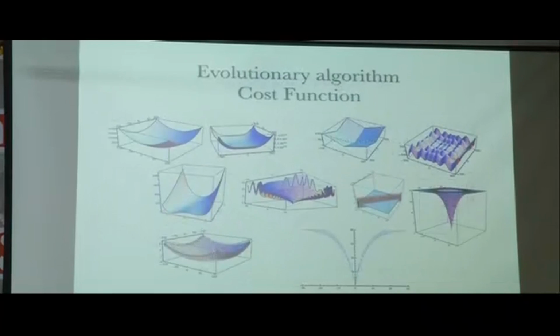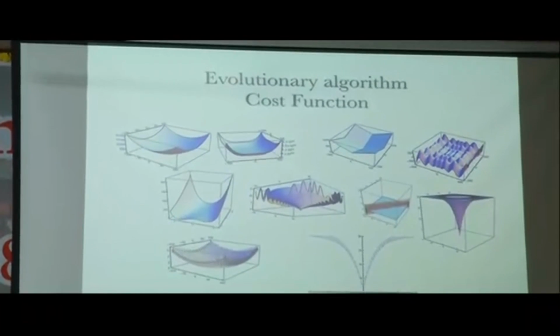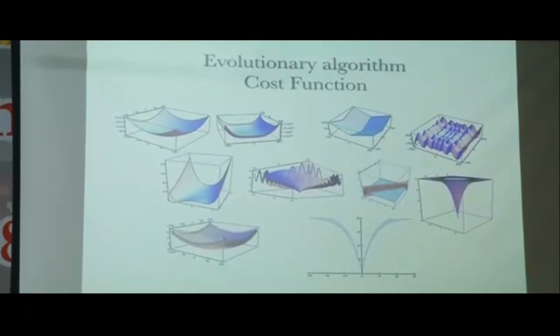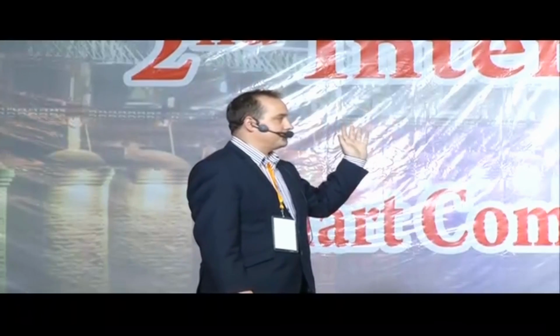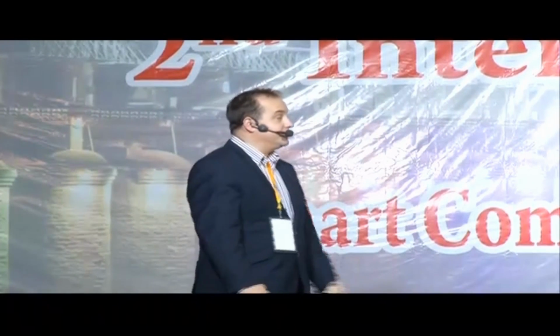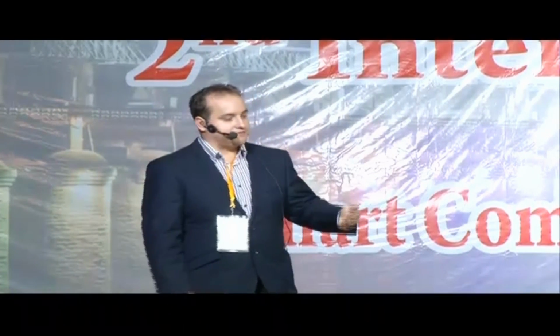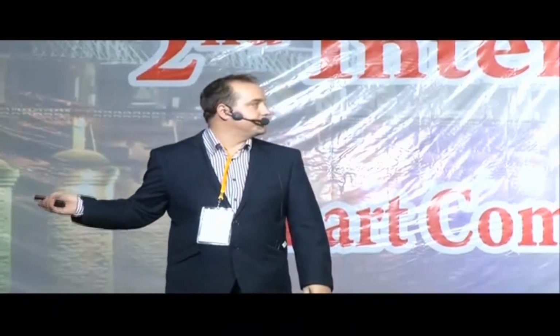So this is the evolutionary algorithms. And for example, these cost functions can look like this. Sometimes it can be very peaceful, like this left upper part, or sometimes it's very crazy, so we sometimes need a very powerful intelligent technique to solve the problem.